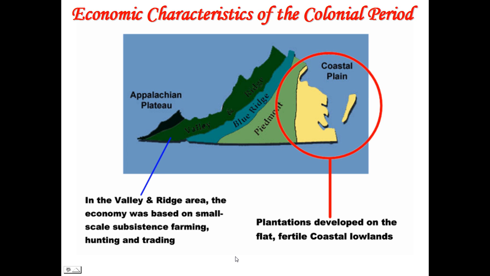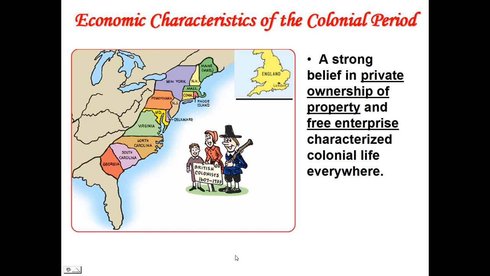A strong belief in private ownership of property and free enterprise characterized colonial life in the 13 colonies. Every single colony showed this private ownership of property and free enterprise.